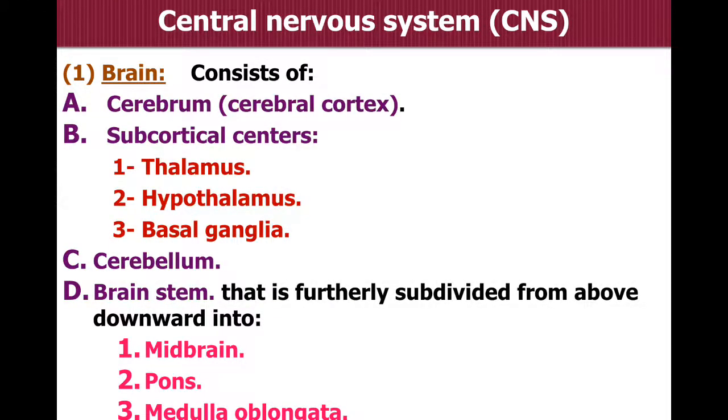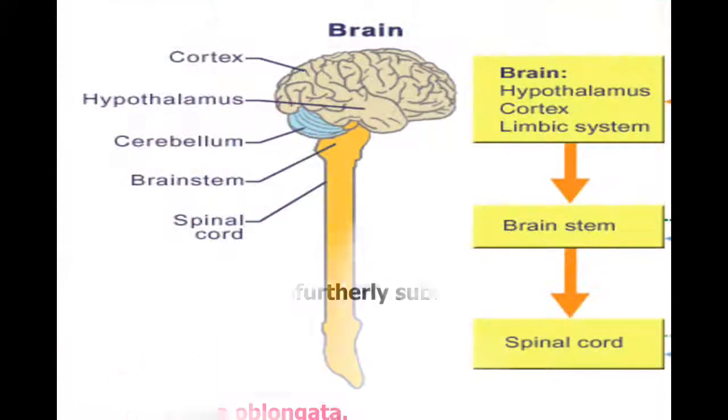السنترال نيرفس سيستم formed from brain and spinal cord. البرين formed from first cerebral cortex and subcortical centers like thalamus, hypothalamus, basal ganglia, and cerebellum, and brain stem that formed from midbrain, pons, and medulla oblongata. All these centers will be studied later inshallah in the second year.